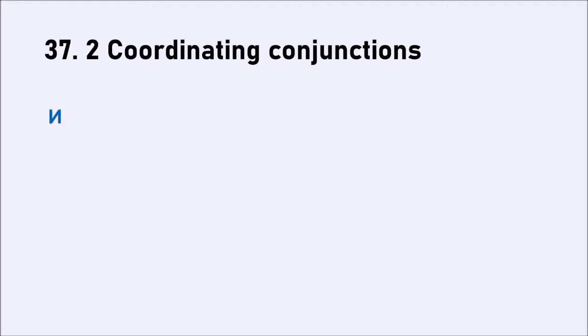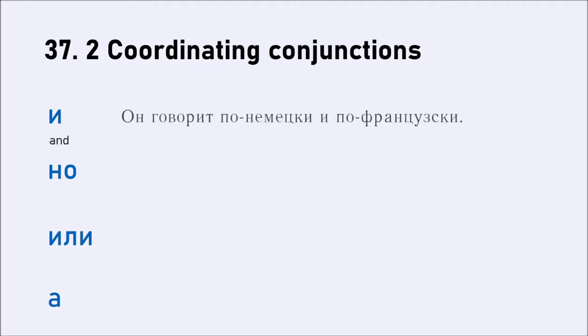First of all, we have и, но, или, а. These are the four most important coordinating conjunctions in Russian. You probably know most of them already. И means and. Let's take a look at an example sentence. Он говорит по-немецки и по-французски. What does this mean? Yes, exactly. He speaks German and French.